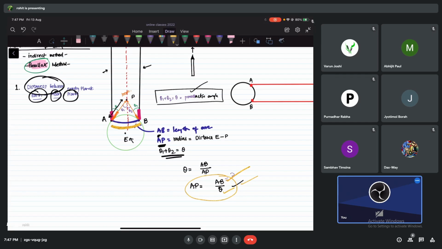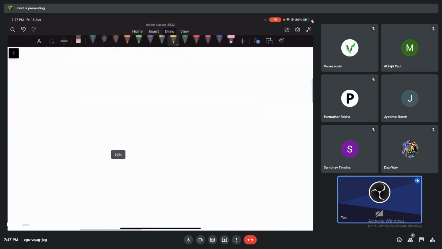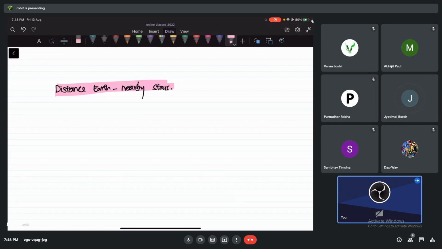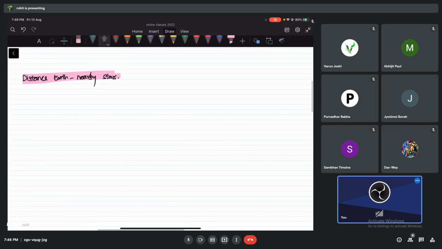Please check, that is your PDF number 7 only. Distance between nearby stars. Suppose I want to calculate the distance between Earth and some nearby stars. Let me write that. Distance between Earth and nearby stars, not planets anymore. Not far away stars, but let's say nearby stars. So check what we do.